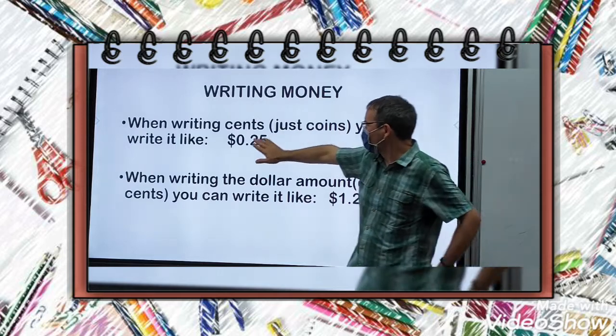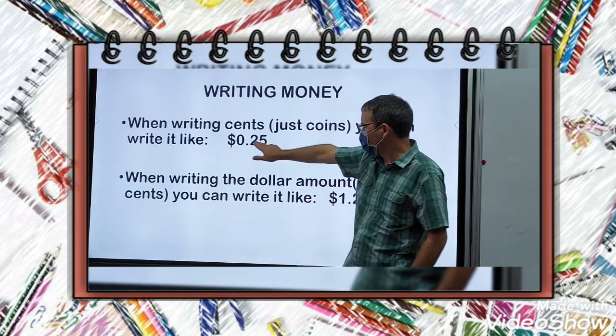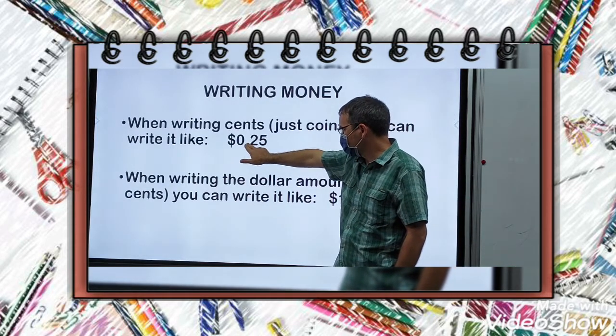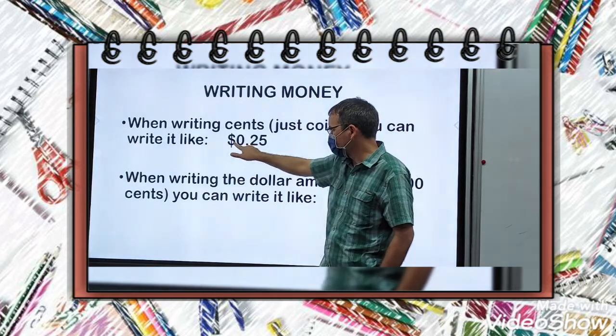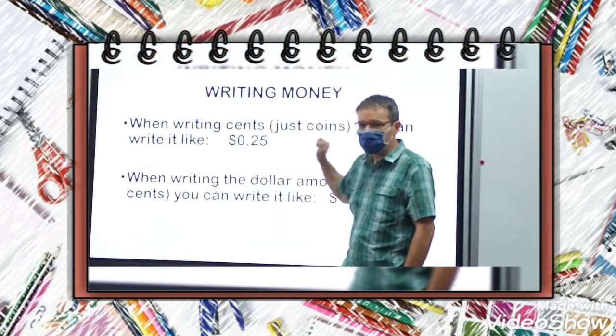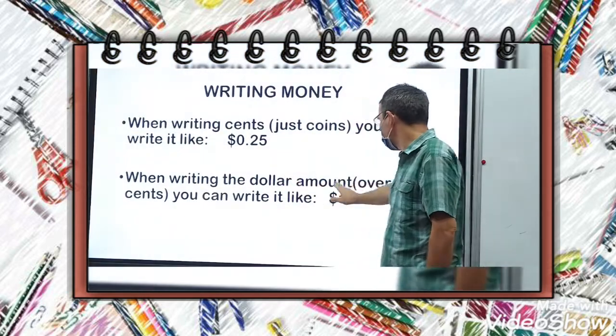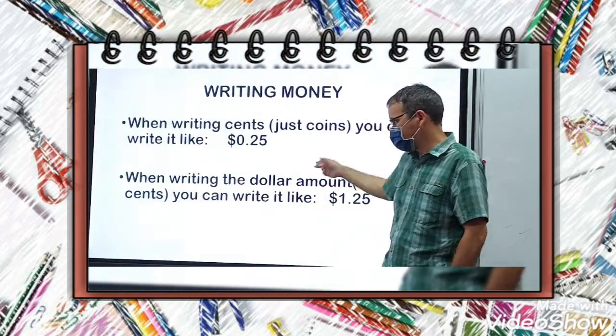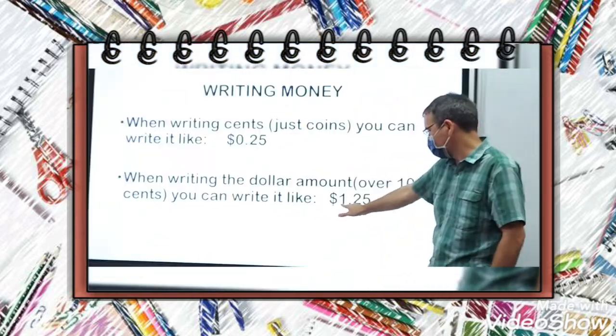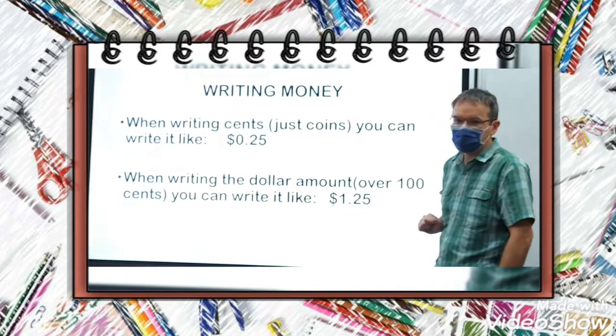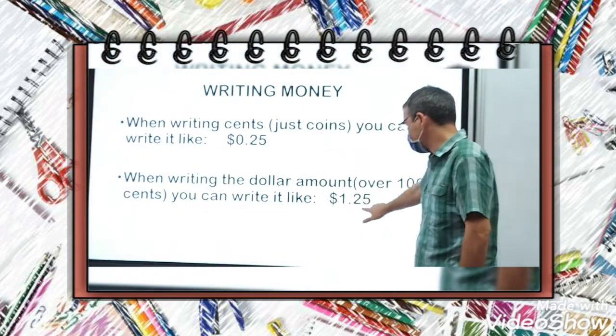Real quick, when you're writing the money, like when you're writing just with the change, you can write 25 cents like this: $0.25 is 25 cents. Then when you have over 100 cents, you can write it like $1.25. So you can write it just like this here.